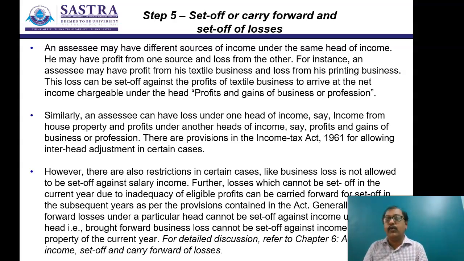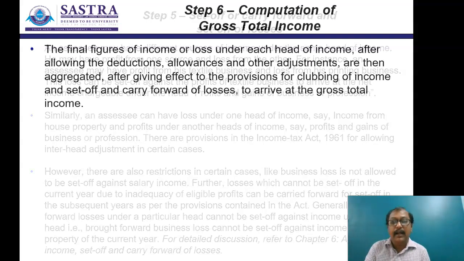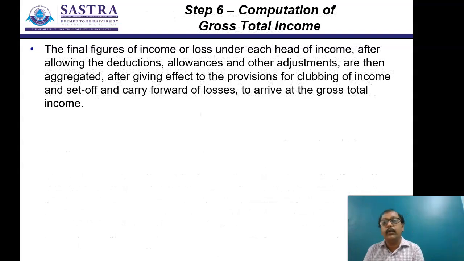See, for example, if I have a house property, as I told you in the beginning, for construction I would have taken a loan, and the repayment of the loan and the interest payment is going to be an expenditure or loss for me. Such losses can be offset by the other income that I've got. So that kind of setting off of the losses can be taken up as step number 5. And step number 6 is going to be the computation of total income.